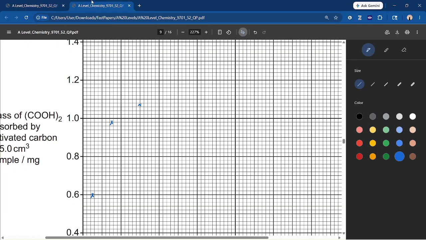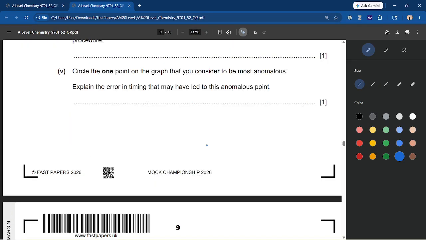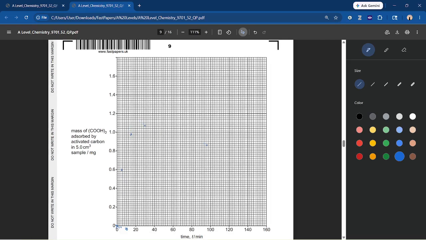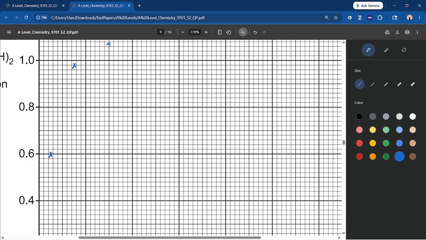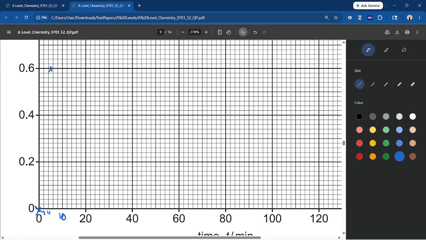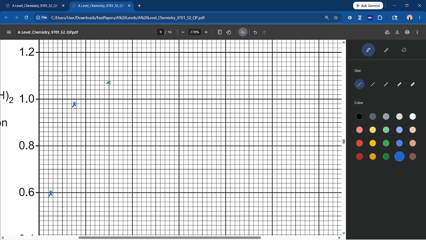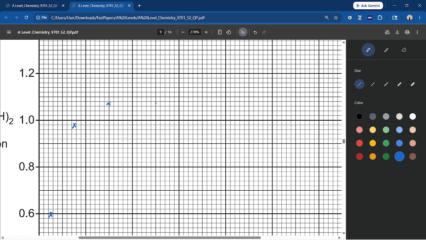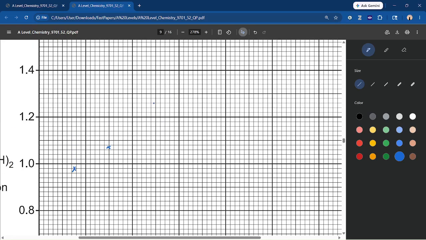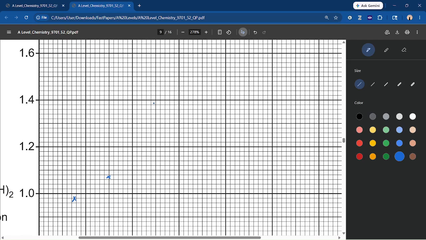At 45, we have 1.51. So 45, again, these time units are very odd. Usually CIE gives a bit cleaner ones. I'm not sure what went wrong over here, but it's fine. We'll have to make do. So at 45, it's 1.51. So that goes all the way up here. So this is 42, 44, 45. This is 1.5, so somewhere over here.